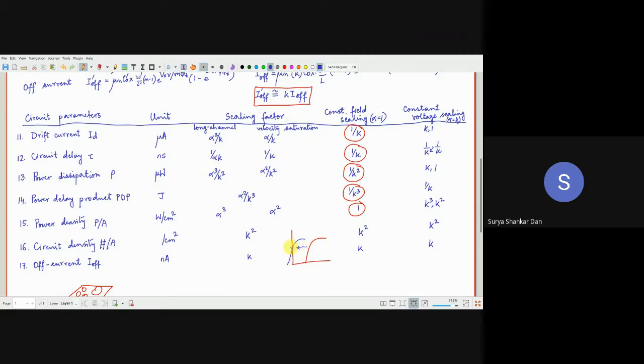So if VT reduces, what happens? But remember, the subthreshold slope is roughly constant with MOSFETs, right? You cannot go below 60 millivolts per decade. So if you are essentially pushing these characteristics more and more towards the y-axis, that is the log ID axis, what will happen? Your off current goes on increasing. But by how much? That is again dealt with in the general scaling theory.